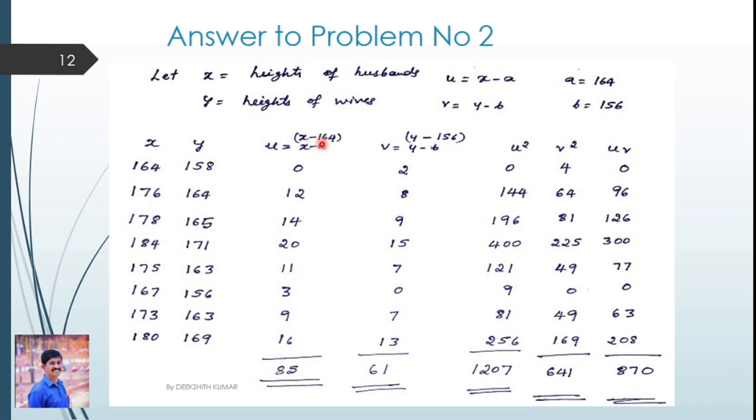176 minus 164 is equal to 12. 178 minus 164 is equal to 14. 184 minus 164 is equal to 20. 175 minus 164 is equal to 11. 167 minus 164 is equal to 3. 173 minus 164 is equal to 9. 180 minus 164 is equal to 16.